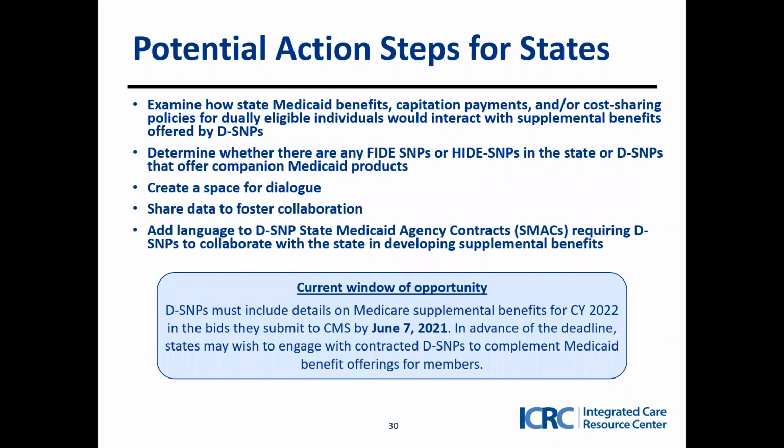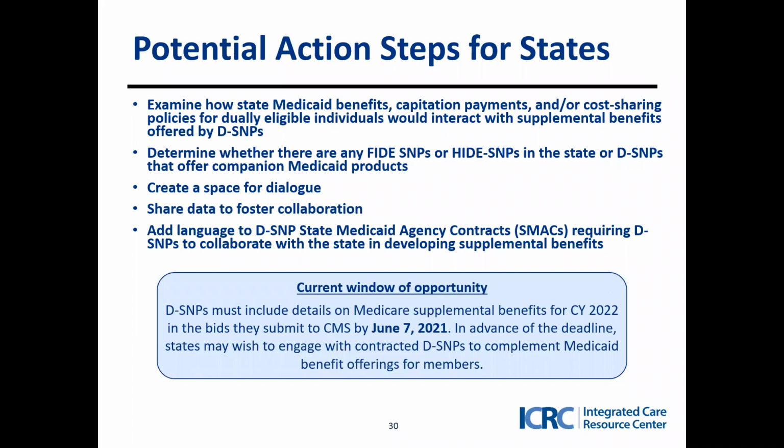So in terms of next steps, states may want to look at how state Medicaid benefits, capitation payments, and/or cost-sharing policies for dually eligible beneficiaries would intersect with supplemental benefits offered by DSNPs. They may also want to determine if there are FIDE, HIDE, or DSNPs in the state that offer companion Medicaid products. They can create a space for dialogue with the DSNP to better facilitate coordination. States can share data to foster collaboration, and they can add language to the DSNP SMAC that requires them to work in collaboration with the state in developing supplemental benefits.